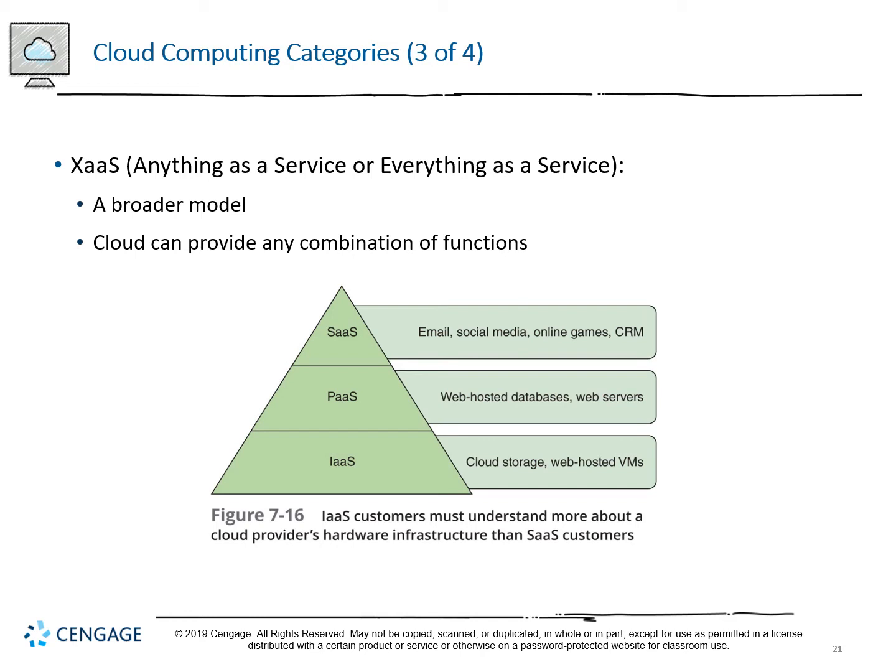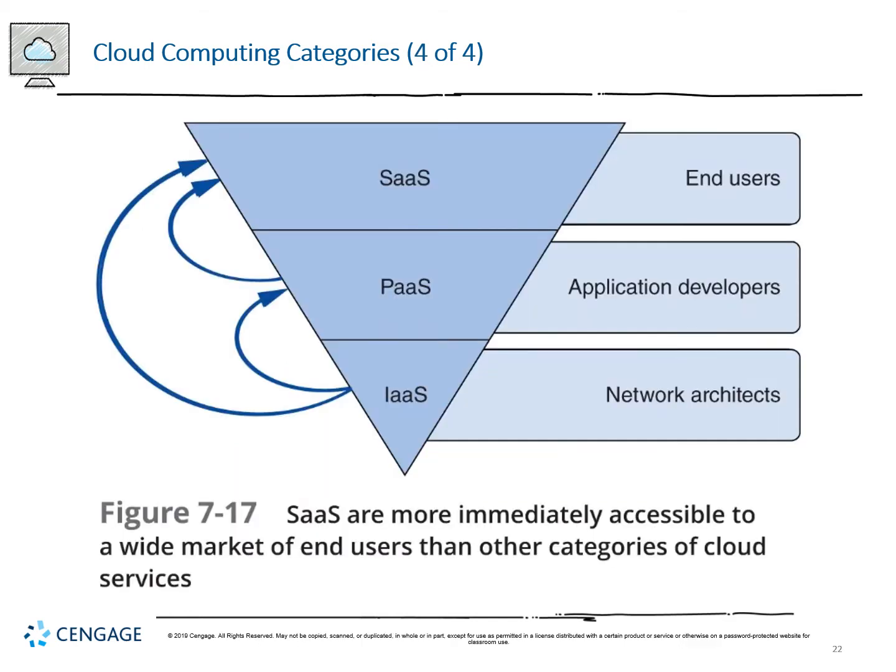So we see SaaS can be used to manage email, social media, online games, and customer retention or resource management. PaaS can give us our web-hosted databases and servers, and IaaS can give us some storage as well as VMs. Now we can see here that the categories kind of get inverted here in terms of the topography. We can see that SaaS is immediately accessible to end users, whereas PaaS is mostly for application developers. And then IaaS, of course, is more so for network architects.